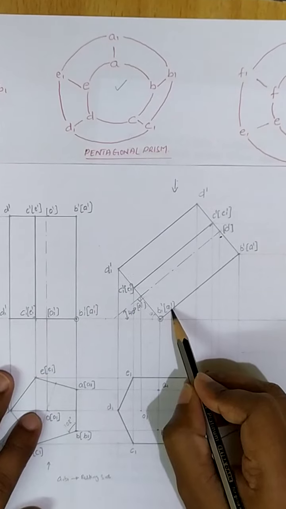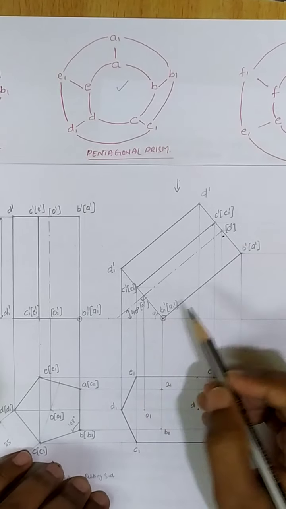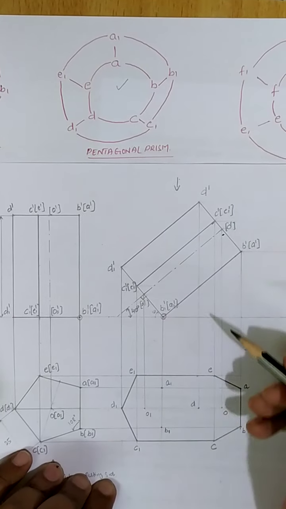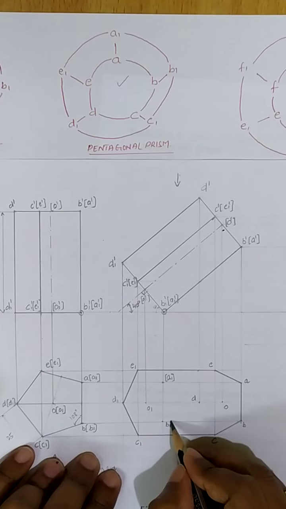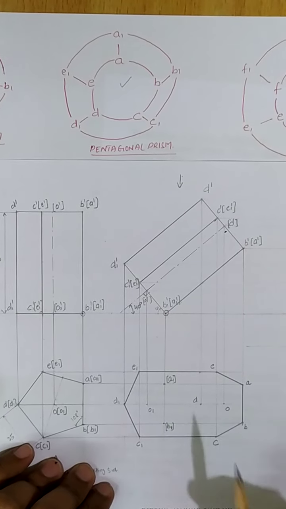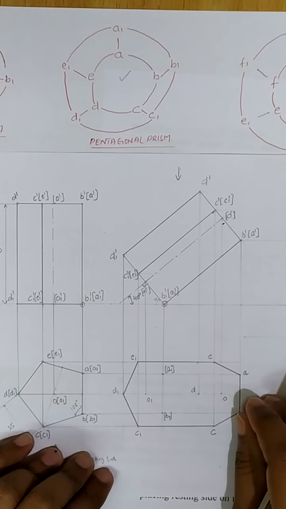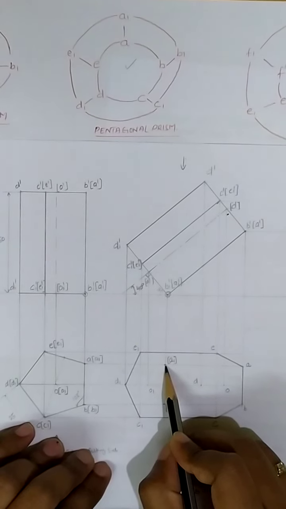B1 dash and A1 dash. These two corners are nearest to the XY line. Hence I should consider those corners as my hidden corners. You place these hidden corners inside the brackets, A1 and B1. Now with respect to these hidden corners, I need to draw the lines. The lines that are starting from the hidden corners must be the hidden lines.